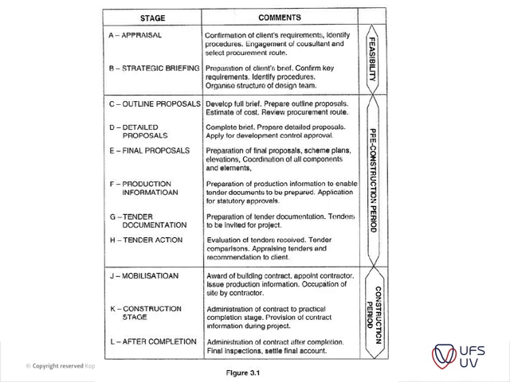Basically this one. So we have stage 1, which has the appraisal, strategic briefing, your outline proposal, which includes your detailed proposal, final proposal, your production, your tender documentation, and then your tender action. Actually advertising, getting the contractors on site, showing them the site, and what to do. And then you've got your mobilization, construction stage, and then after completion.